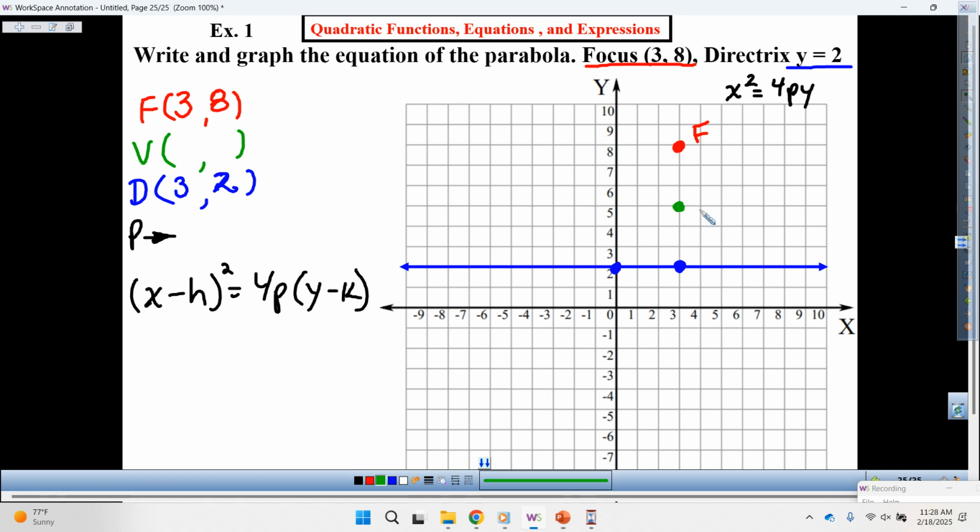This one I'm going to label V for vertex. And can you picture it opening up? Is it going to open up or down? Up, yes. However, we need this right here. What is that? That is 3, 5.